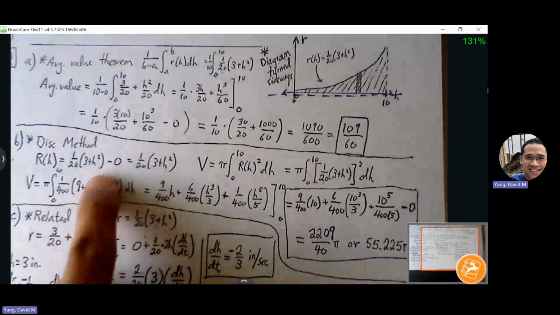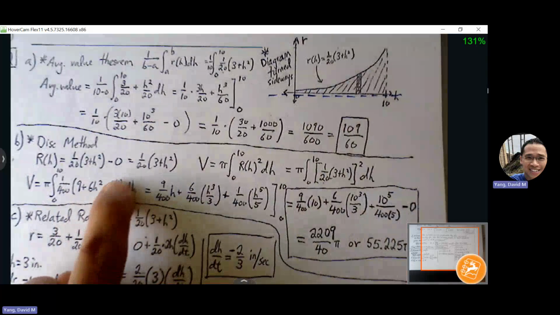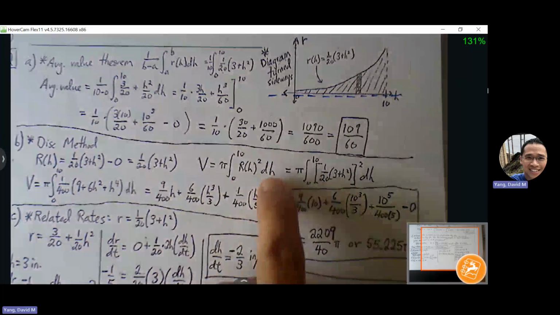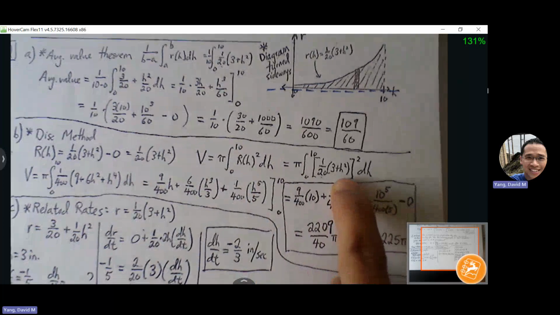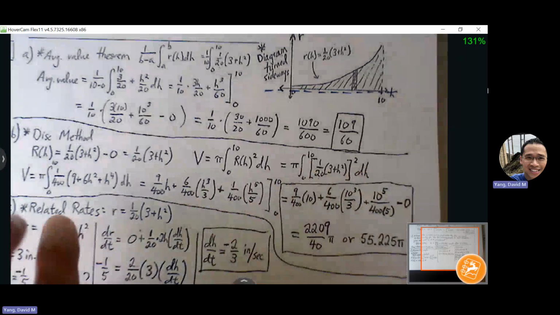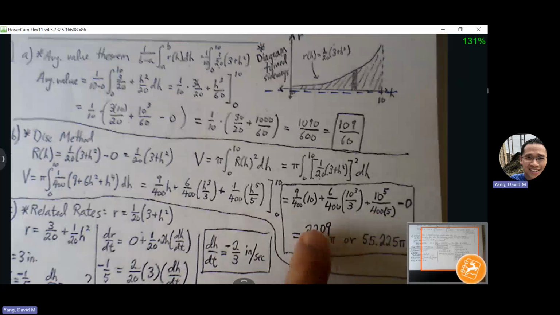So top minus bottom, the top is sitting at 1/20th times (3 plus 3h) squared. The bottom is sitting at 0. And then once we get that top minus bottom, we can square our entire radius. Again, non-calculator here. So we have to FOIL all this out, clean all this up, plug in our upper and lower bound.